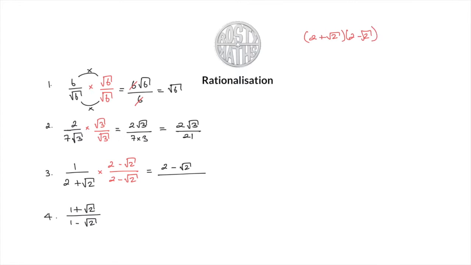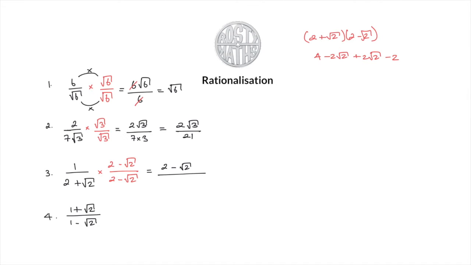Now I've covered this in my last video, as I've mentioned before. It's worth having a look at it, but here we go. First times first. I'm using FOIL, by the way. That's going to be 4. Then the outer, that becomes take away 2 root 2. Then the inner, that becomes add 2 root 2. And then the last, and that's going to be minus 2. Okay, because root 2 times root 2, that's just going to be 2.